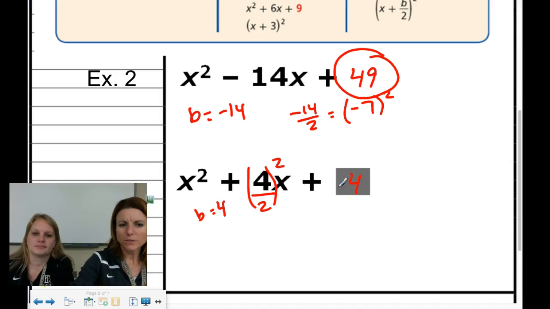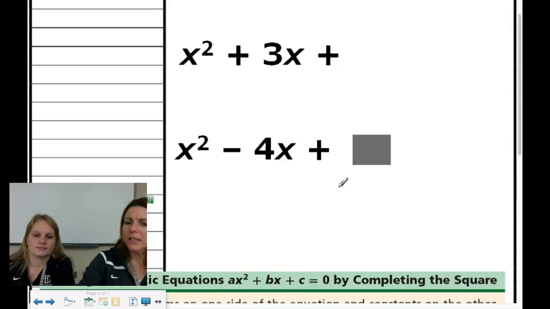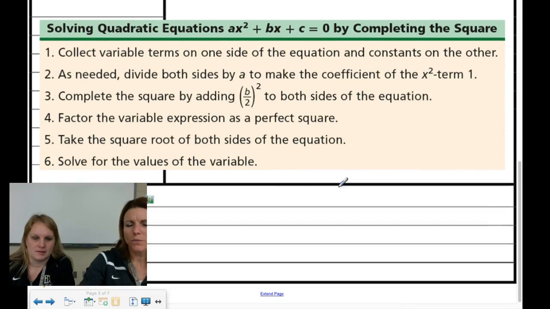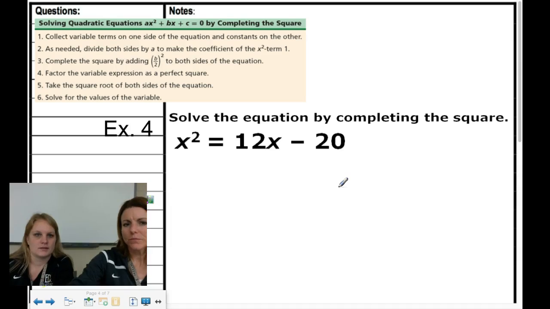Okay. Now, we're going to do these in class, or you can practice them on your own. Here are the steps for completing the square, which are also on the next page. And I think we're going to go through this example. Yes. So let's do that one at a time. Okay. Let's follow the steps.